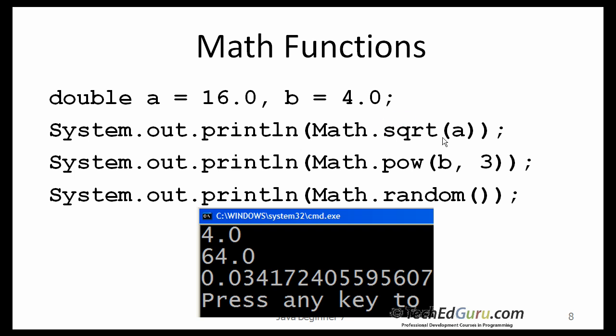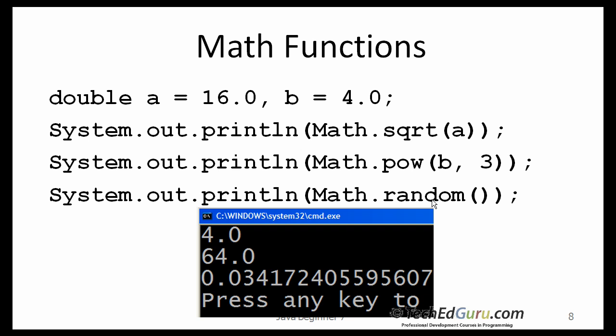So here is the square root function. Square root of a is 16, so it'll give you 4. The second one, b raised to the third power, b cubed, which will be 64. And the third function is interesting. That's one I'm going to be using in my next example.